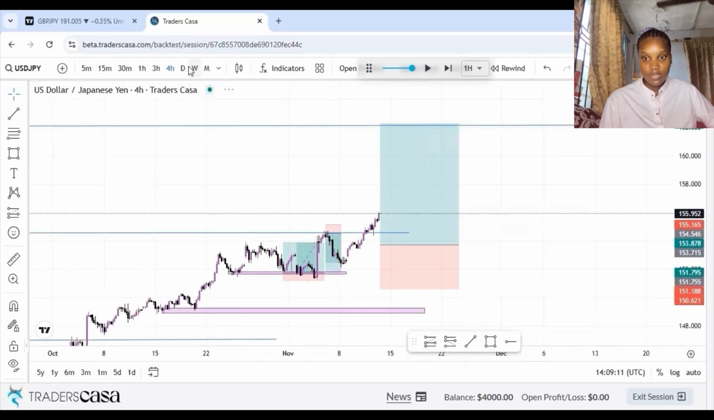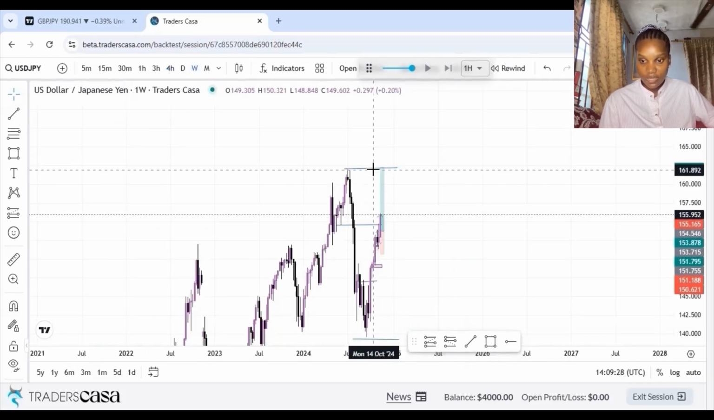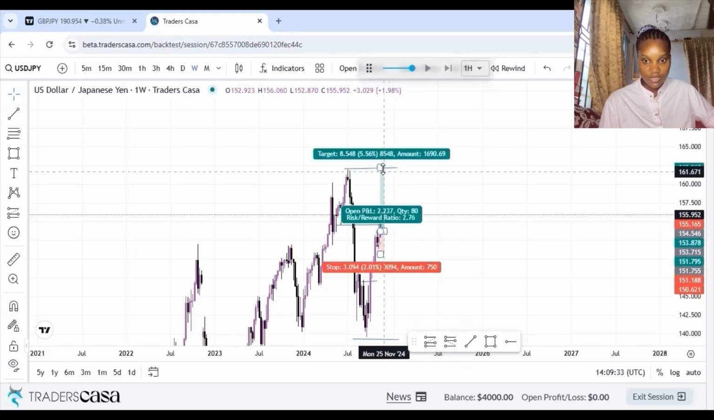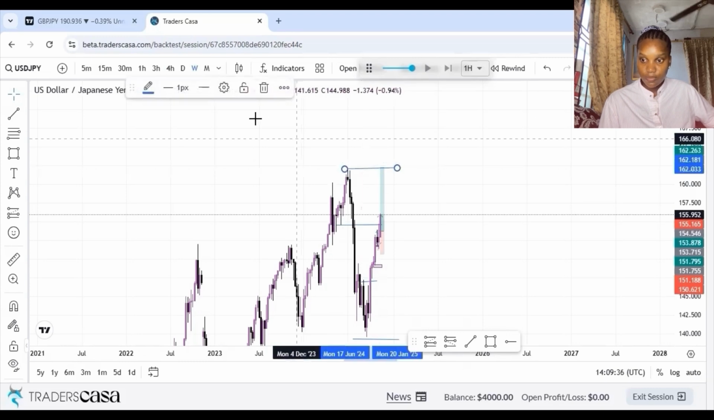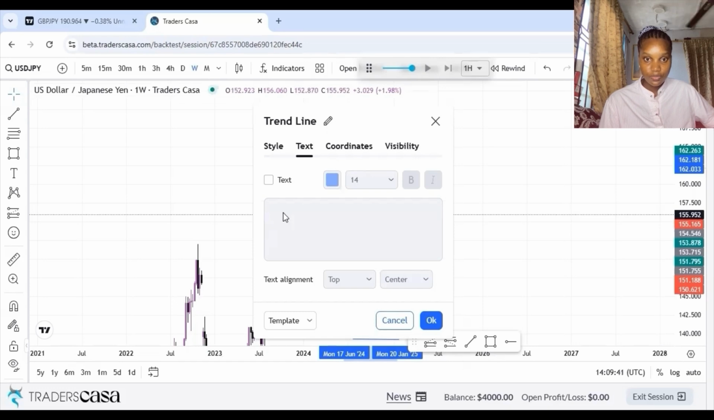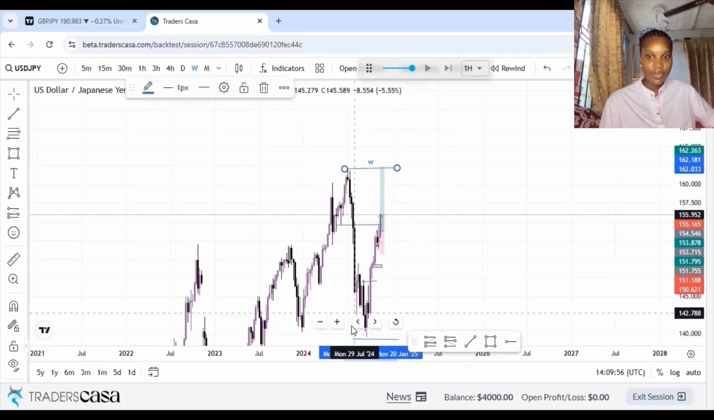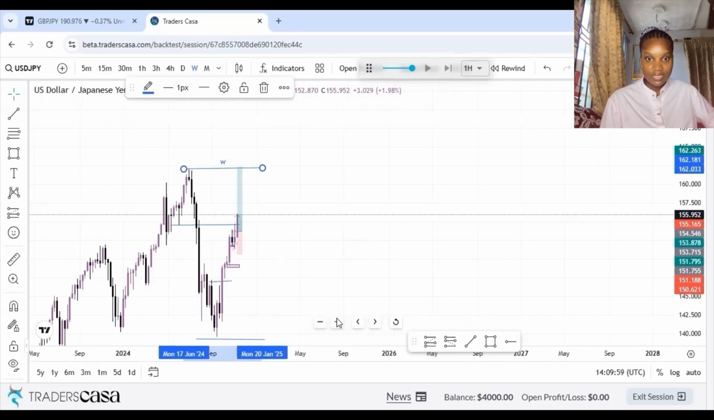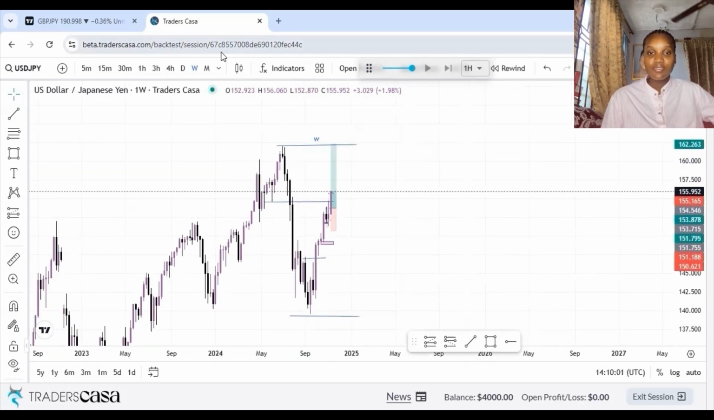So now, if you go to the 4 hours time frame, it helps me to know which point this line is coming from. I can also click on it, go to settings, and put a text where the line is coming from, which is the weekly time frame, to indicate, okay, this zone is from the weekly time frame. This resistance zone is from the weekly time frame.